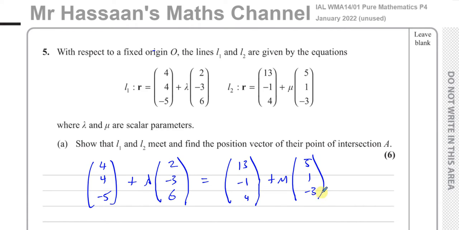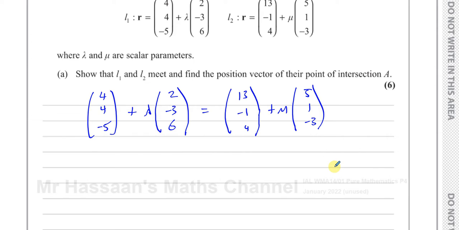So we've got to find the value of lambda and mu and show that it's true for all three equations. So what I'm going to do is make 3 equations from the I, the J, and the K components. From the I component, I have 4 plus 2 lambda, and that has to be the same as 13 plus 5 lambda. Sorry, 13 plus 5 mu, and that's one equation.